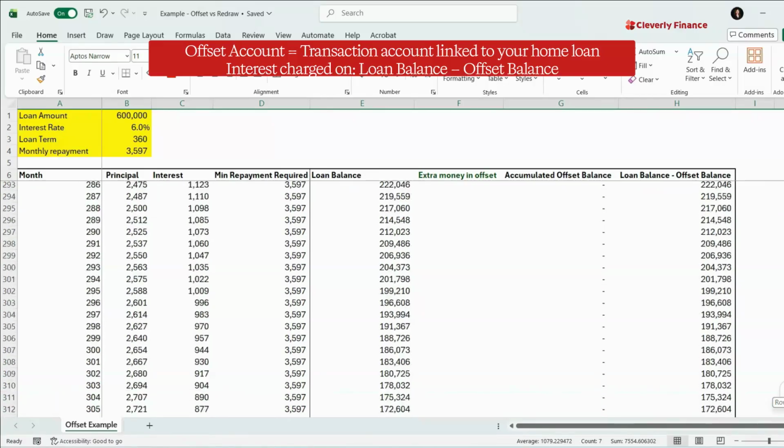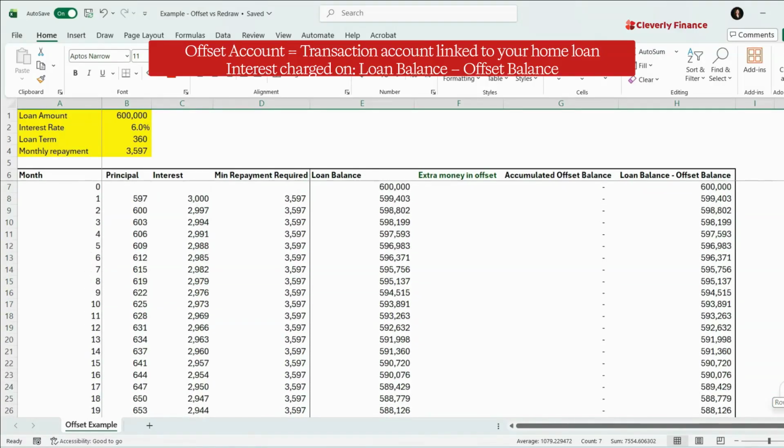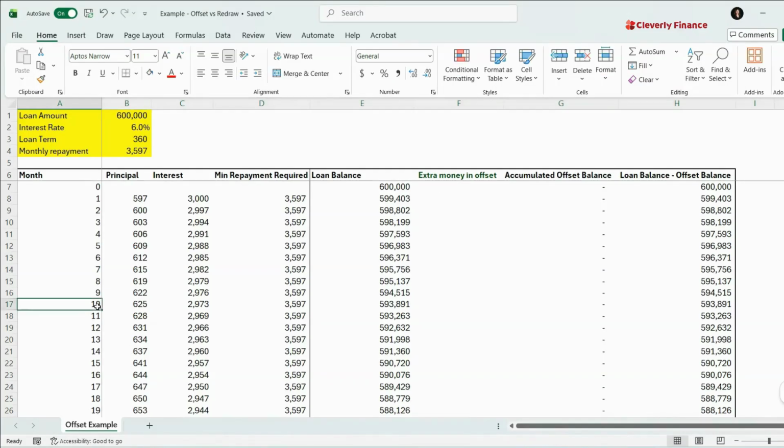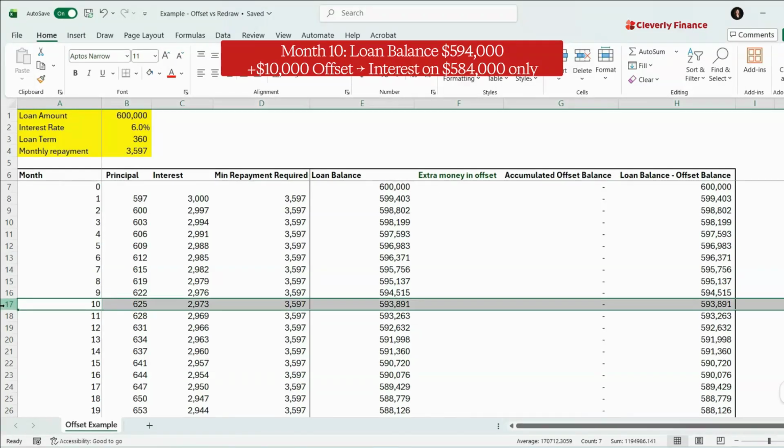So what are the clear benefits of using an offset account? An offset account is basically a transactional account linked to your home loan. When you deposit money into the offset account, the bank will calculate interest based on the difference between the loan balance and the balance in the offset account. Let me give you a concrete, easy to understand example.